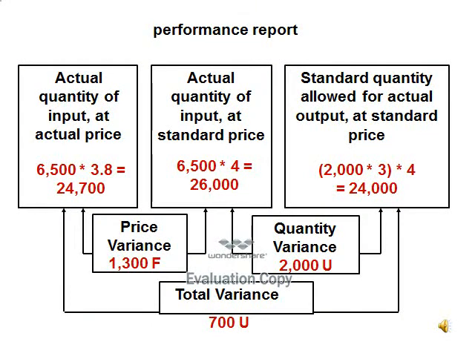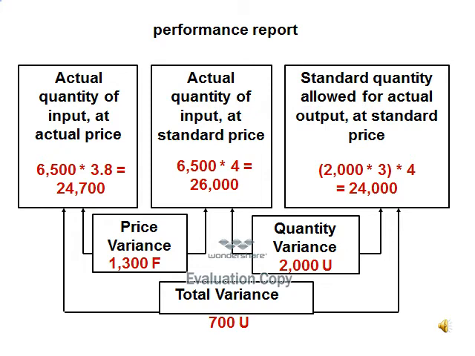To calculate price variance and quantity variance using the performance report, I will start with actual quantity of inputs at actual price: 6,500 kilogram times 3.8 equals 24,700, minus actual quantity of inputs at standard price: 6,500 kilogram times standard price 4 equals 26,000. The result is price variance 1,300 favorable. Why favorable? Because the actual price is less than the standard price.